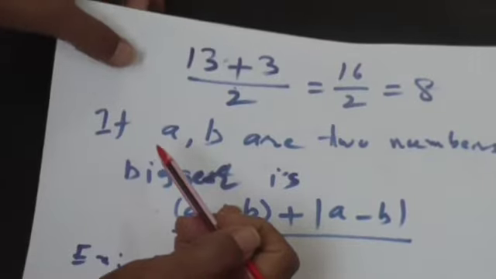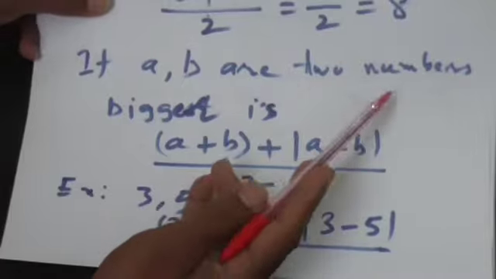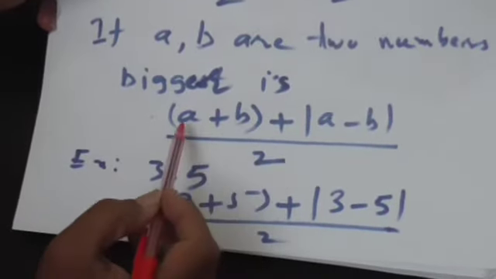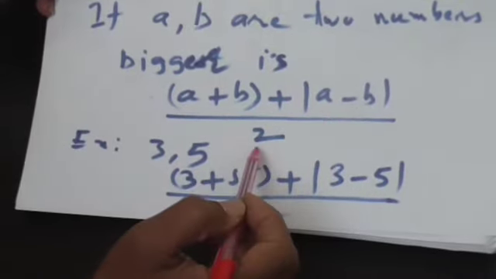So if you take the two numbers A and B, the bigger is A plus B plus the absolute value of A minus B, whole divided by 2.